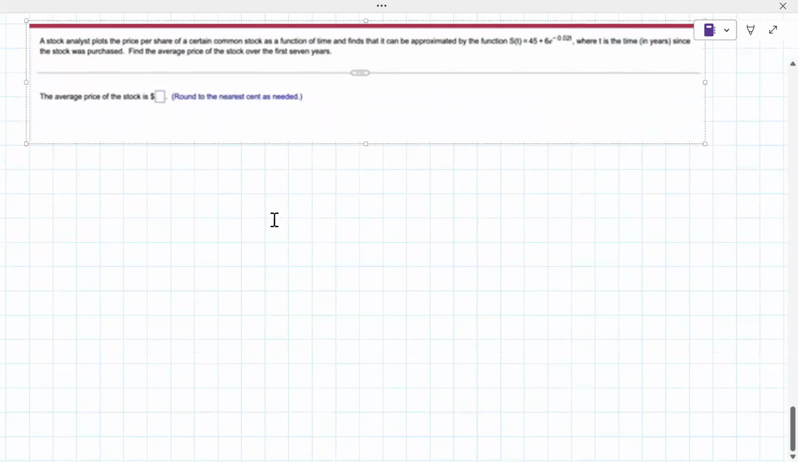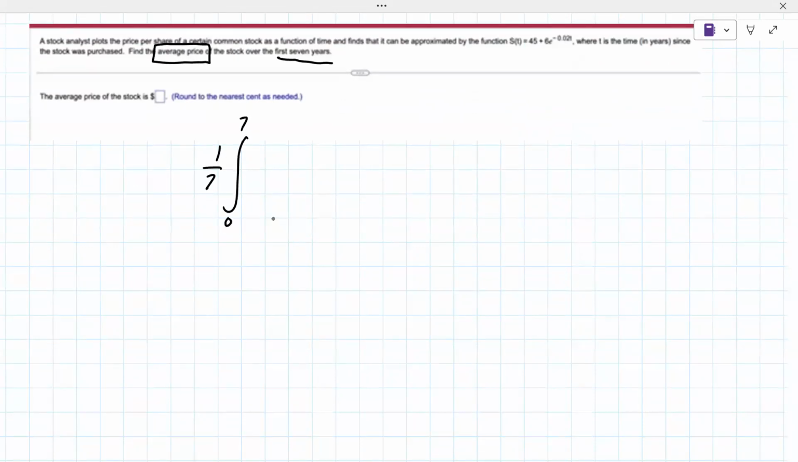Okay, so this one says average price, and that's the keyword again. That's the average value for 7 years. That's the integral of 1 over 7, from 0 to 7, of 45 plus 6e to the minus 0.02x. So use x instead of t. And when it says average, that's when we use this. Yes, that keyword. We've looked for a few keywords like average and volume. That's the only way you're going to be able to partition this test in a way that makes it manageable.